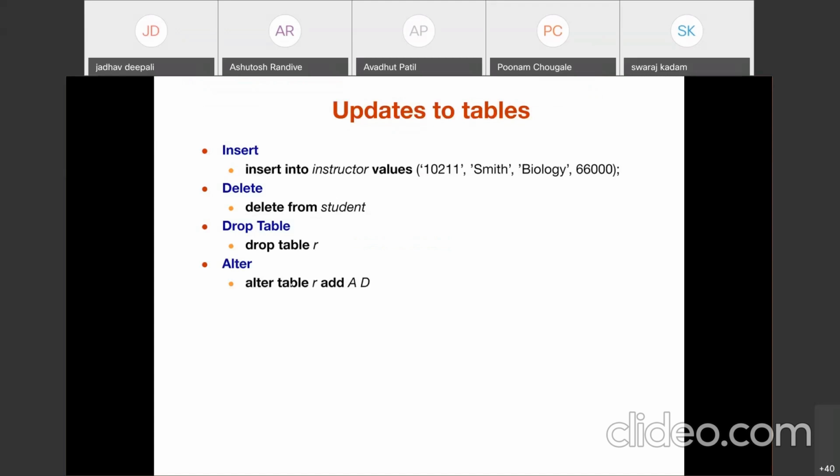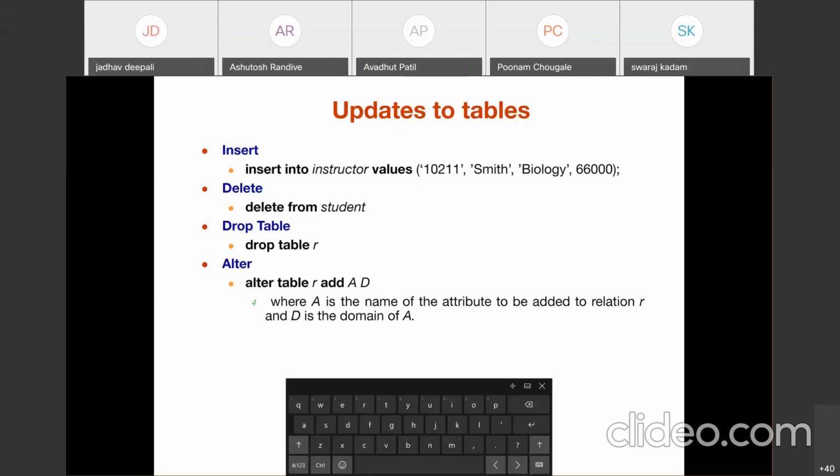So what is this R? R is the relation in which we want to add the attribute A and the domain type D. A is the name of the attribute to be added to the relation R, and D is the domain of attribute A.